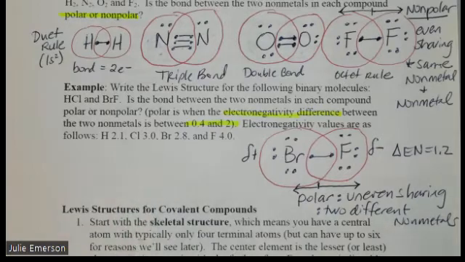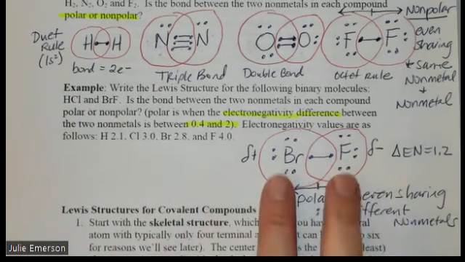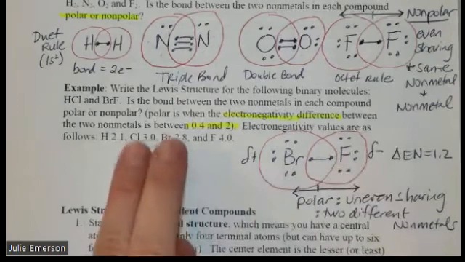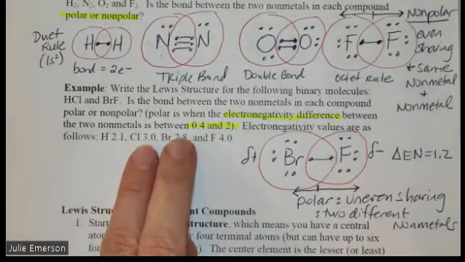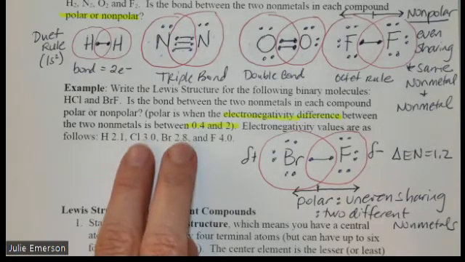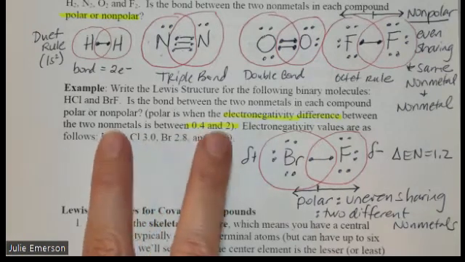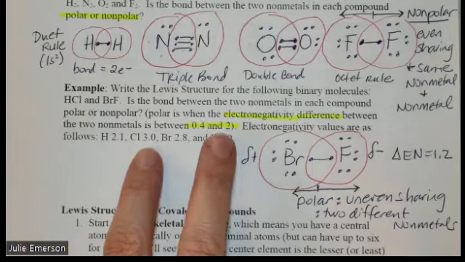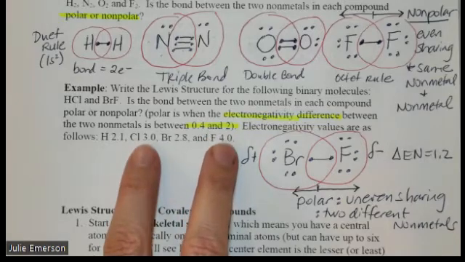So as an example, if instead of bromine and fluorine I had made a bond between bromine and chlorine, what I can see here is the difference now is only 0.2. So that should be nonpolar because the difference is so small that essentially they're sharing it evenly. If it's between chlorine and fluorine, the difference would be 1, then that should be polar.